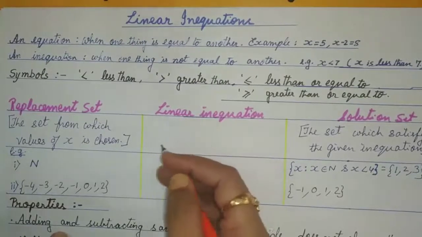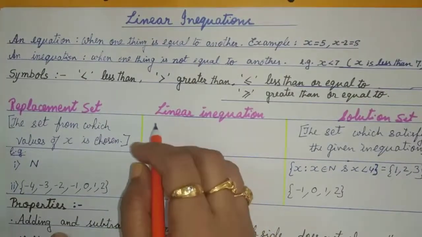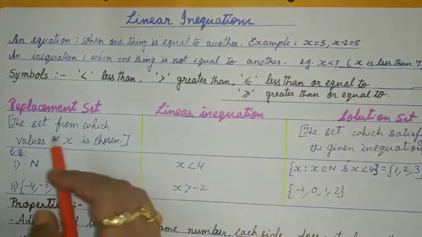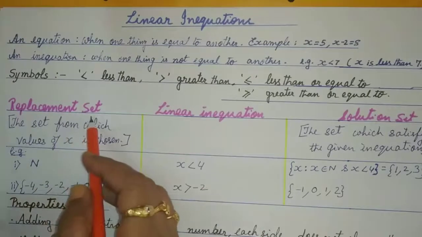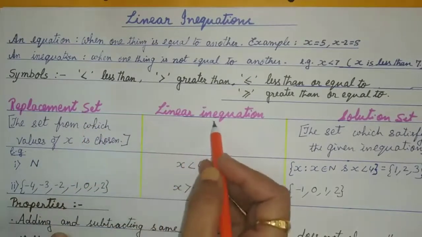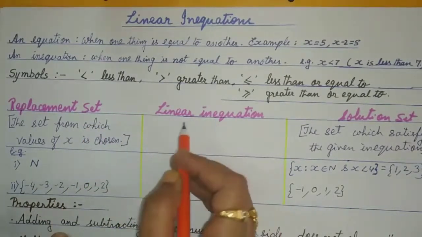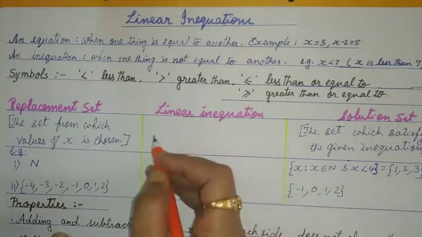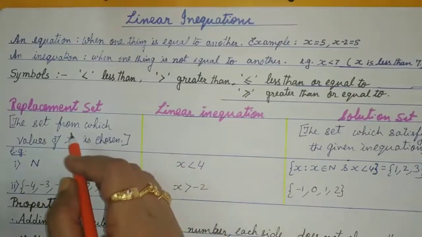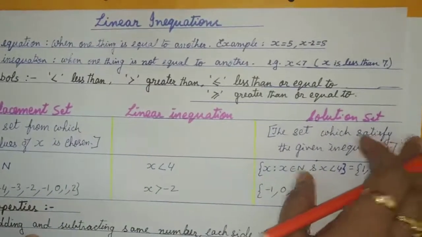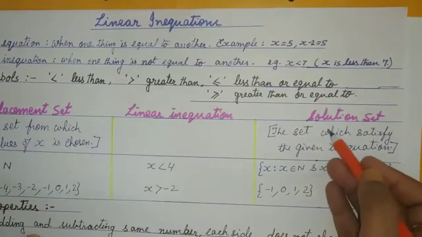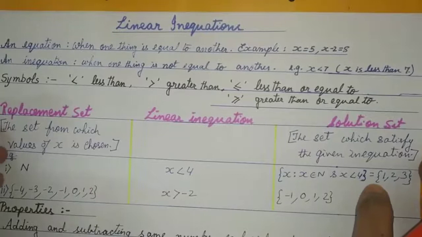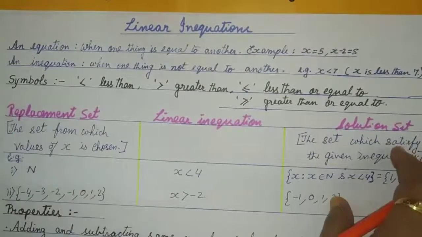And here we begin. Now, whenever we have to solve linear inequations, there are two things that are given to you. One is the replacement set, another is the linear inequation. That means when you solve the given linear inequation, the answers will be within the replacement set. From the replacement set you have to take the solution set. So the set which is given, from there you have to choose the answer. That is the solution set.